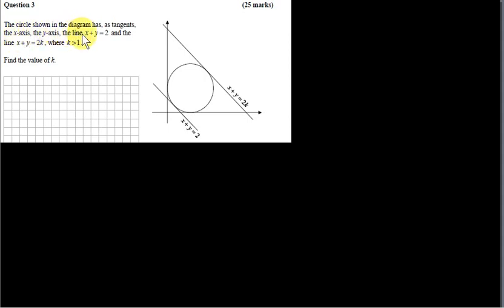The circle shown in the diagram has as tangents the x-axis, the y-axis, the line x plus y equals 2, and the line x plus y equals 2k, where k is greater than 1. Find the value of k. So we're given this line here, x plus y equals 2. We see that the circle touches it at one point. So it's tangent to the circle here.